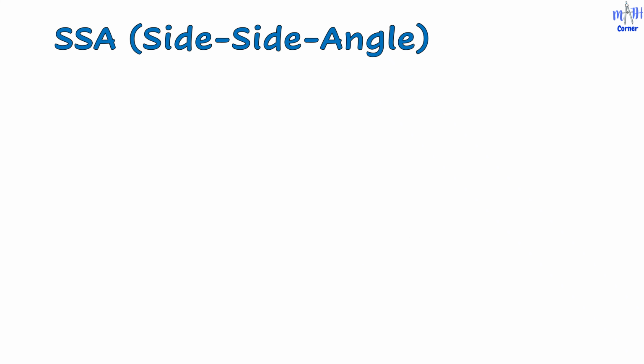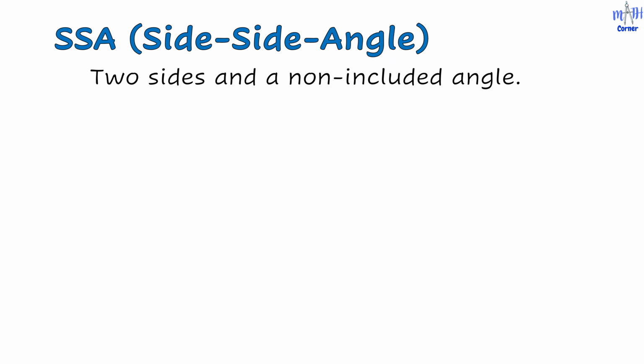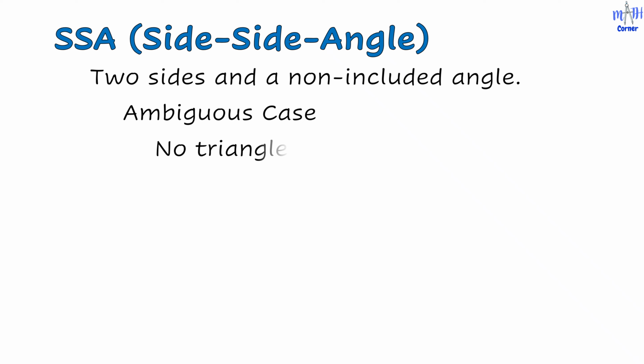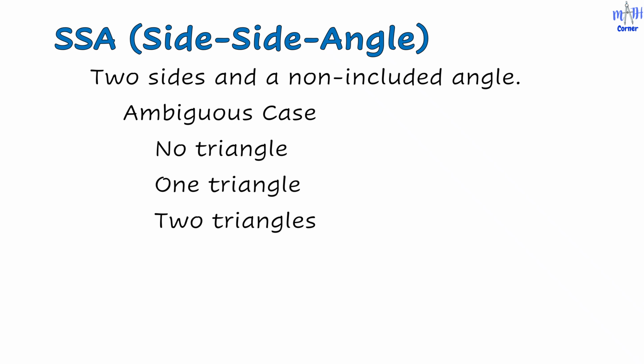Case 3, SSA, side, angle. In SSA, you are given two sides and a non-included angle. This is called the ambiguous case because it can form no triangle, one triangle, or two triangles.